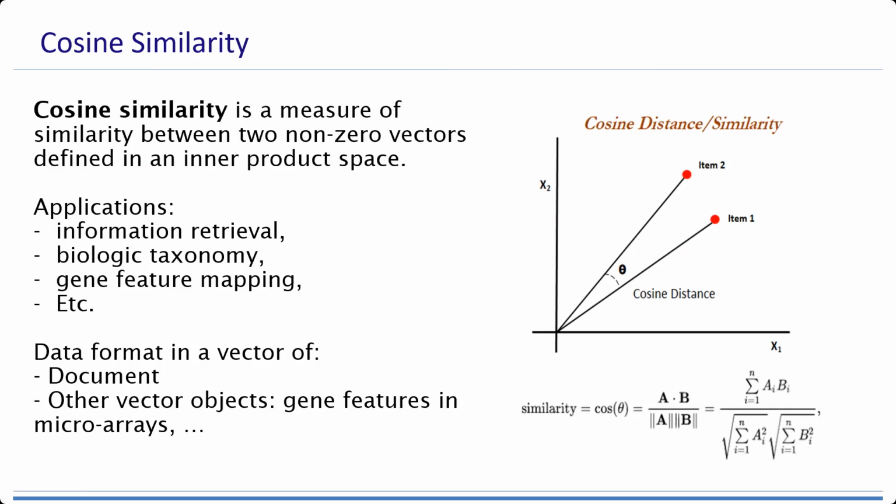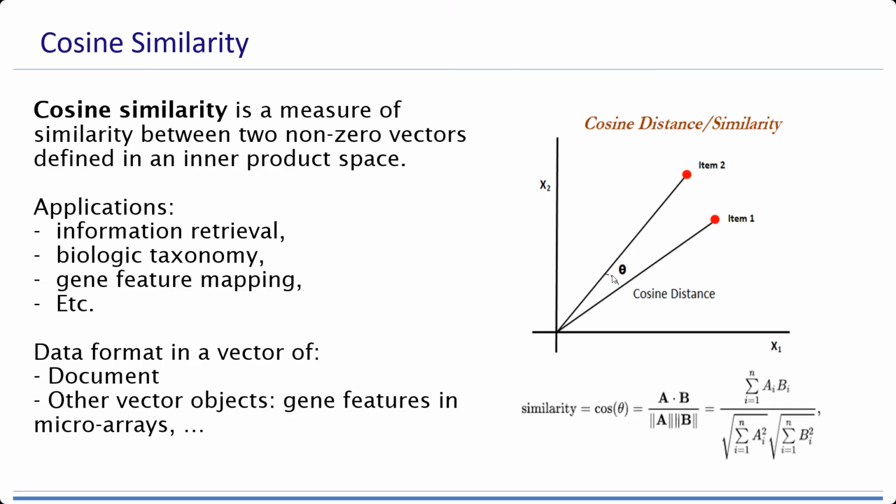So there are many applications. We can use it for the information retrieval. Many cases for text, and then biology, and then gene feature mapping, and etc. And usually the data format is in the vector of document or some kind of vector objects like gene features, microarrays, and etc. So the cosine distance, it is a measure to check the angle.